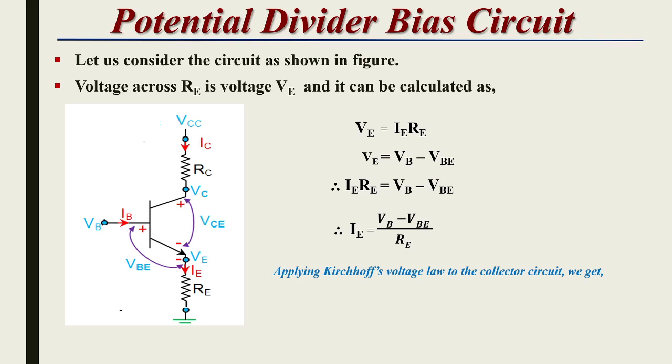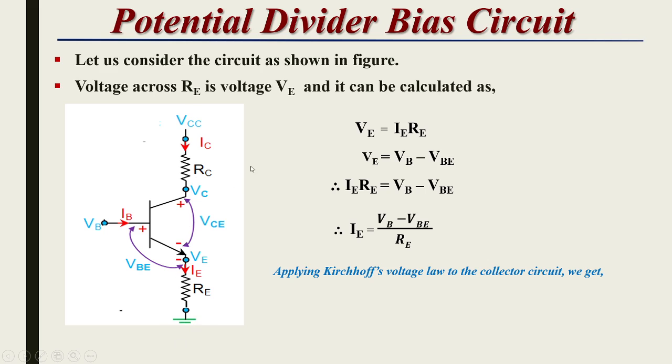Now if we have to calculate the output voltage VCE, we have to apply Kirchhoff's voltage law, or KVL, to the collector loop. So what is Kirchhoff's voltage law? It states that the sum of potential rise and potential drop around a closed loop is equal to 0. Here the closed loop runs from VCC through ICRC, VCE and IE RE.